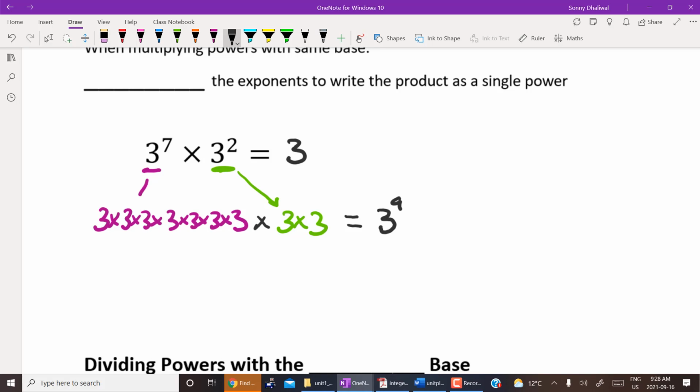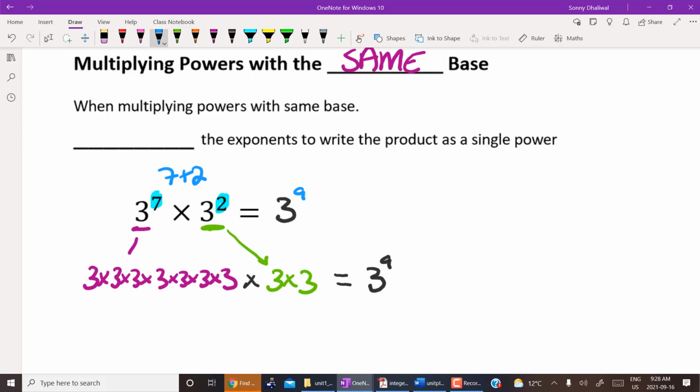What else could we do? Max? Add the 2 exponents. Add the 2 exponents. Right? We have 7 of these. We have 2 of these. Altogether, we have 9. 7 plus 2 is 9. That's basically what we did. We drew up 7 of these, we drew up 2 of these. Altogether, we had 9 of these. So we add the 2 numbers together. So the rule is, if we are multiplying, we add exponents. Only if the bases are the same. All right? Because we're grouping the 3's together.